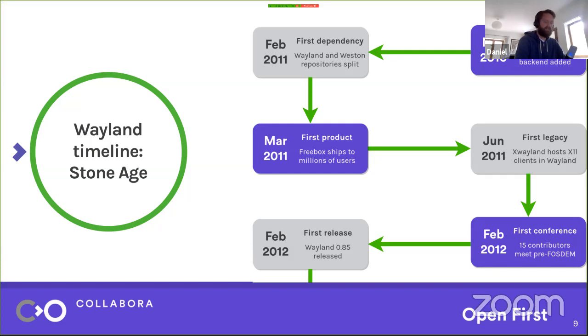And then by the end of this period, in very early 2012, around FOSDEM, we can see Wayland really solidify into the roots of what we know now. So there was a meeting of around 15 Wayland contributors just before FOSDEM that year. And one of the outcomes is we had this 0.85 release, which was the first real release of Wayland in 2012, and that had almost all of the concepts that we know today.